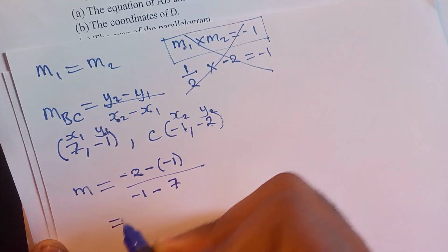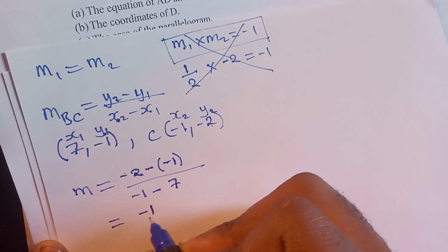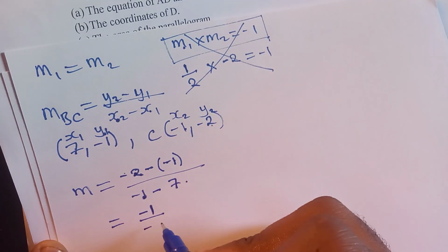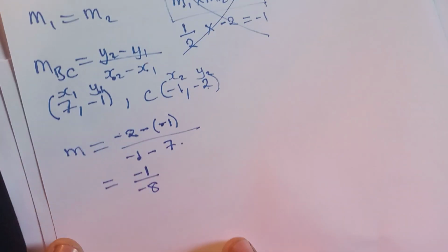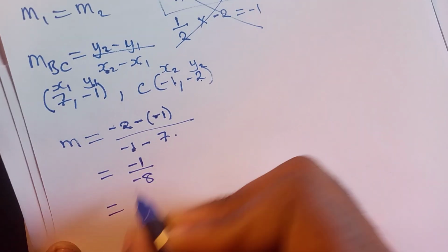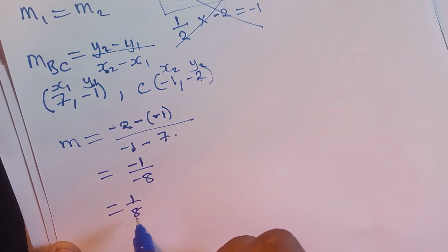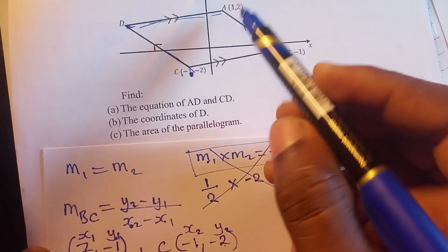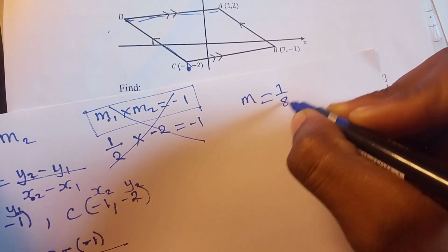Now -2 minus -1 is -1. Then -1 minus 7 is -8. Remember, negative times negative is positive, so this will be 1 over 8. This is the gradient we'll be using when finding the equation of AD. So we have the gradient, which is 1 over 8.